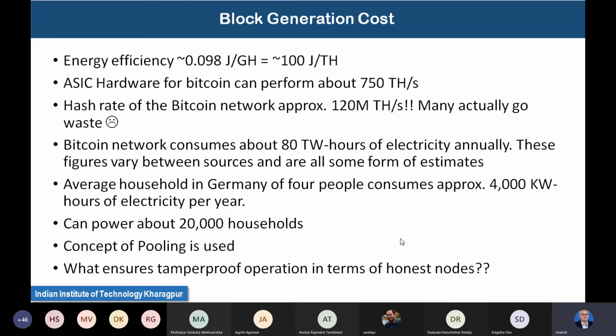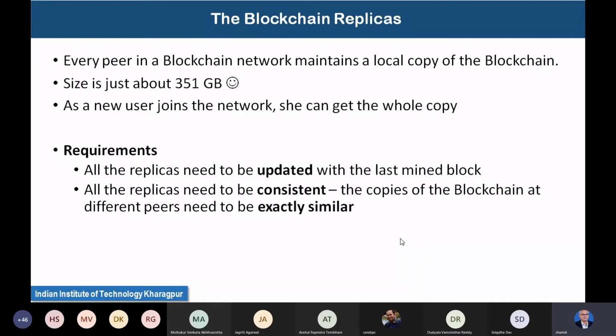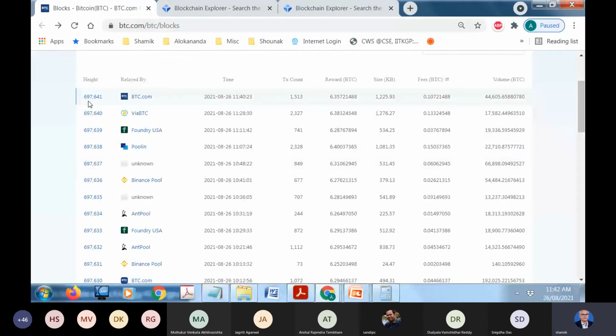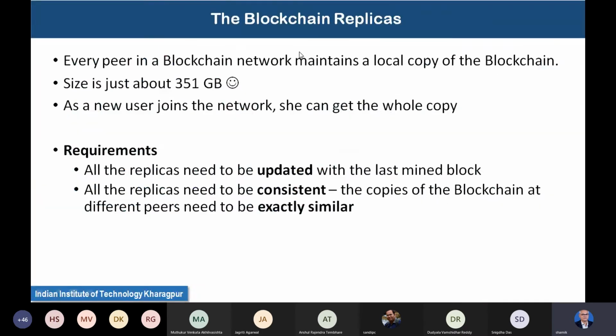So now what happens? The blocks say these are mine, and then these are flooded to everybody in the network. Everybody gets a local copy of the blockchain. The recent estimate of the size is only 351 GB, so don't think that it's a huge thing. If you saw here, the current count is close to 700,000 blocks. But in reality, the size is very small, as you see that it is containing only a very small amount of data in each block.